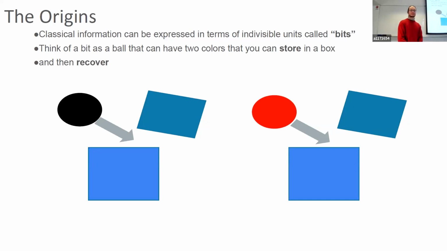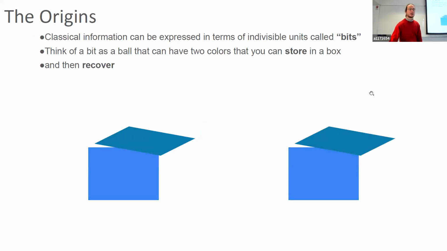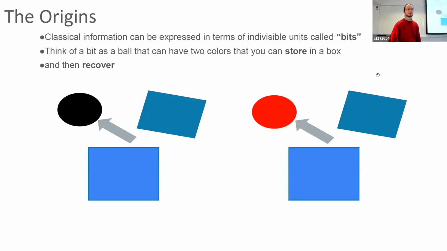With classical bits, you have some information. So in this case, the color of the ball, black and red. You put it in the box to storage, right? And then when you take it out a bit later, you expect it to have the same color, the same value. So that's how a classical computer works if it doesn't have noise, right? A good classical computer.